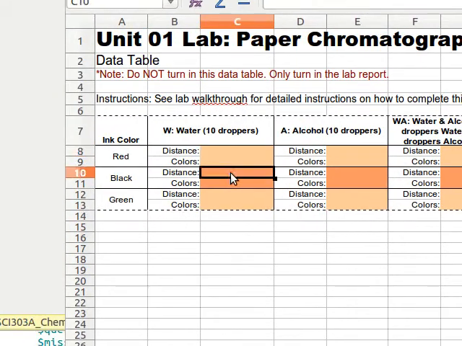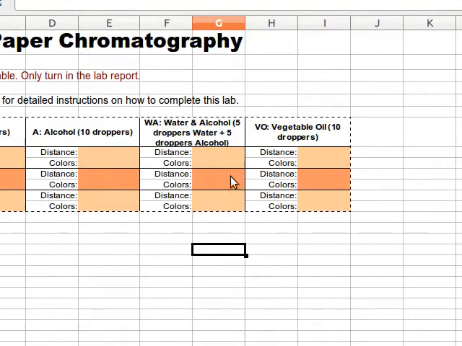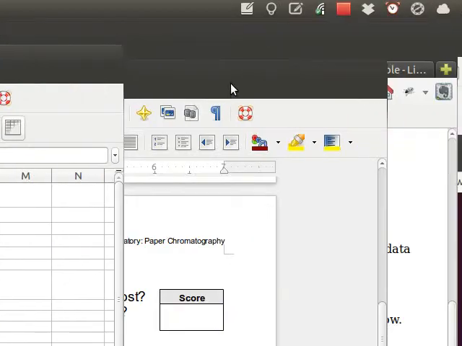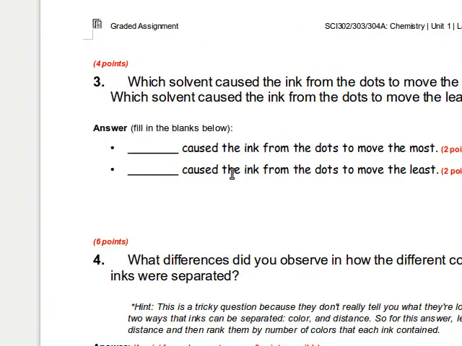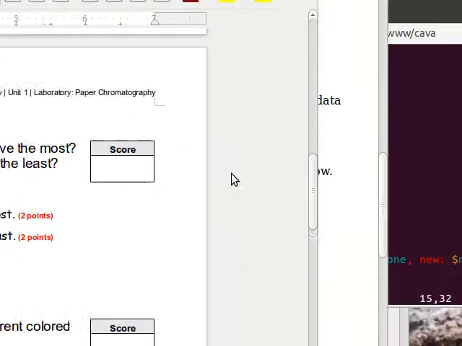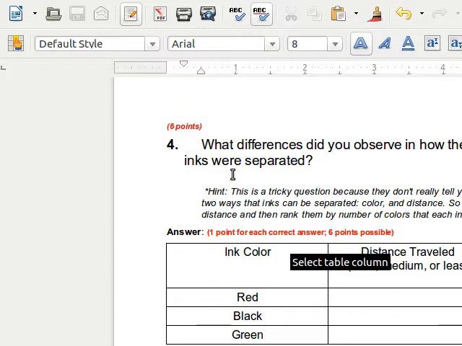Which one has smallest distances? That's the one that made the ink move the least. You just fill in the blanks. I give you 2 points for each correct answer, total of 4 points. That's a real easy one. Let's go down to question 4.